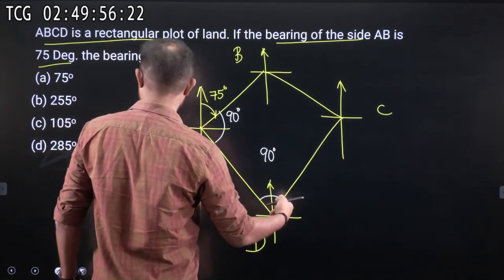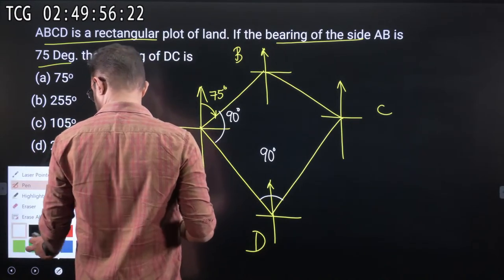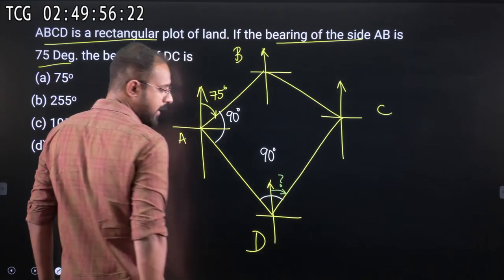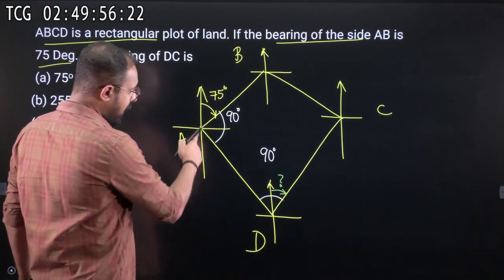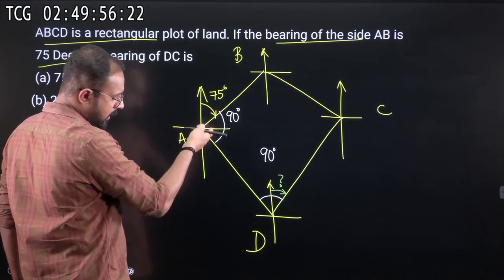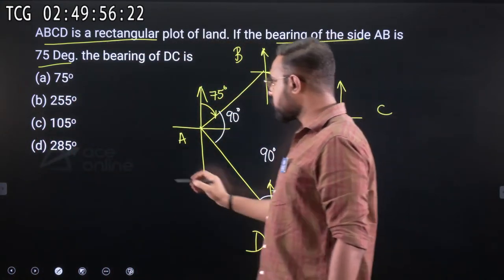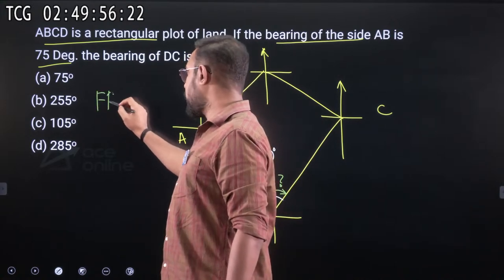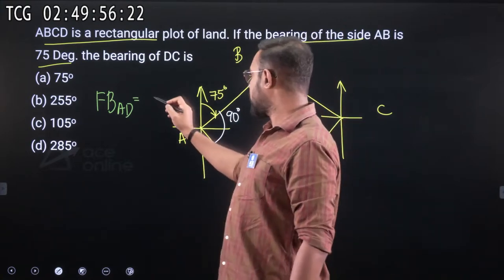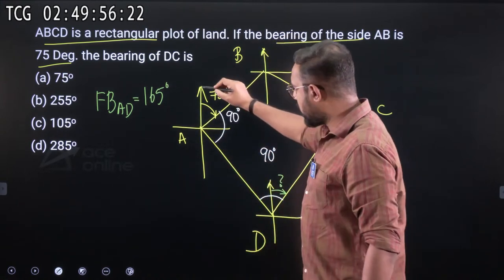And what are they asking you? They are asking you for the bearing of DC. So they are asking you for this bearing here. This is the unknown value that they are asking. So let me find out what is the bearing of AD. It is 75 degrees here, 90 degrees here. So what will be the bearing of the line AD? You can see that the bearing of AD will be 75 degrees plus 90. What is 75 plus 90? 165 degrees.